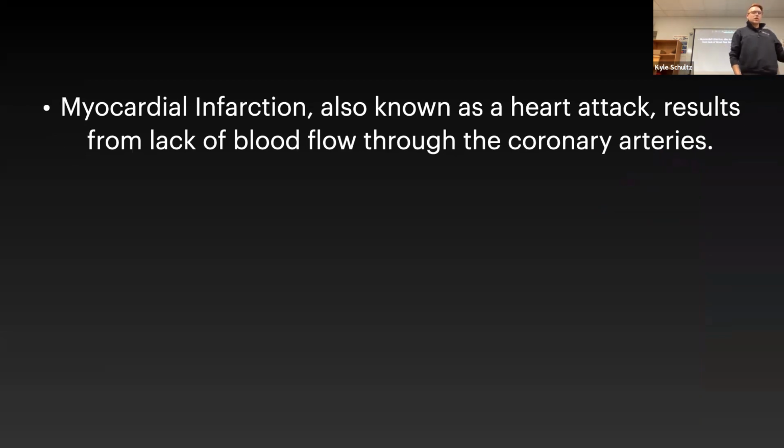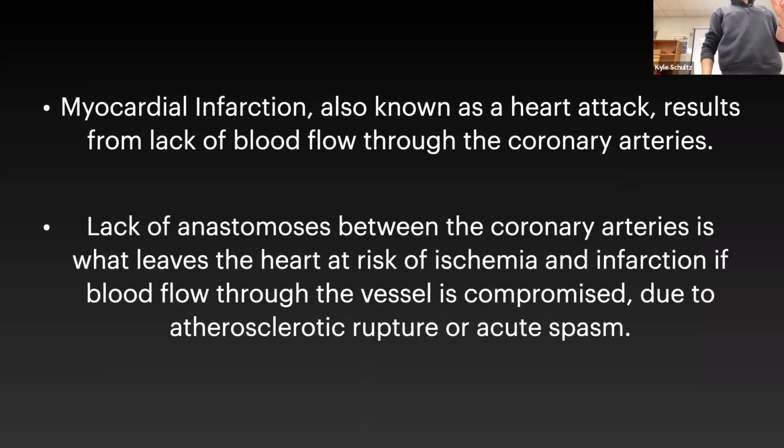Okay. A myocardial infarction, or heart attack, is what happens from the lack of blood flow through the coronary arteries. We all know that, right? The cause is a lack of anastomoses. I don't know if I'm pronouncing that correctly, but basically those are the collateral circulation from one part of the heart to the next. Different parts of the heart are fed by specific arteries, and there's not really any bypass tracks within the heart. That's why the heart is susceptible to heart attacks and myocardial infarction.